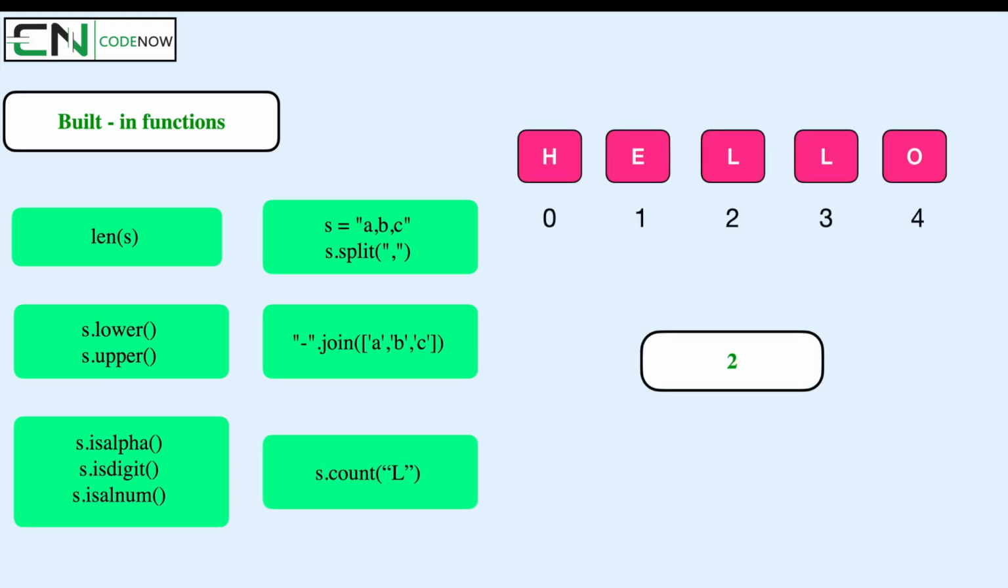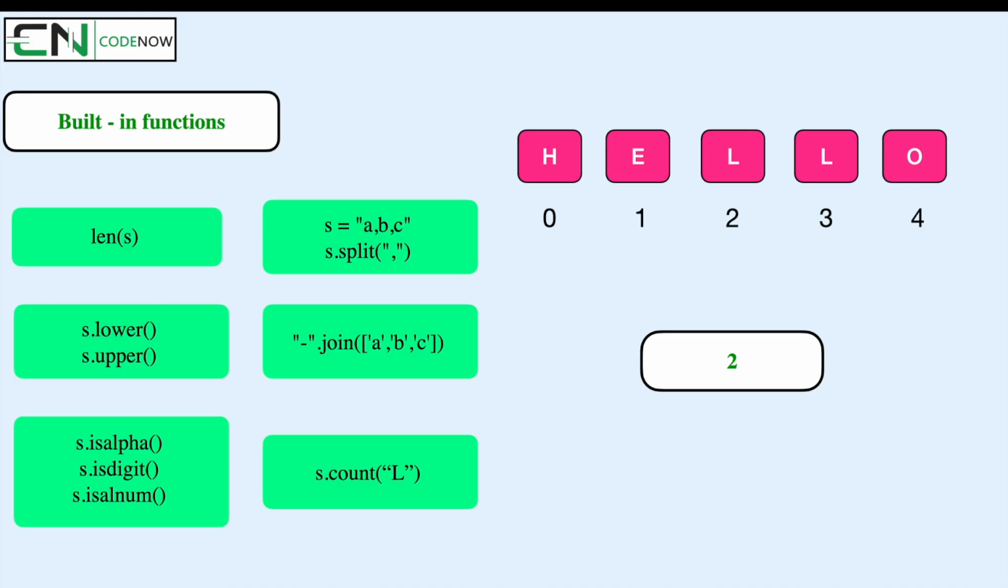Let us move to the next function, which is count. Count will count the occurrences of a character in a string, or it will be counting the number of times this particular character appeared in a string or in a substring. Here count of L is given. This count of L will be counting L 2 times.